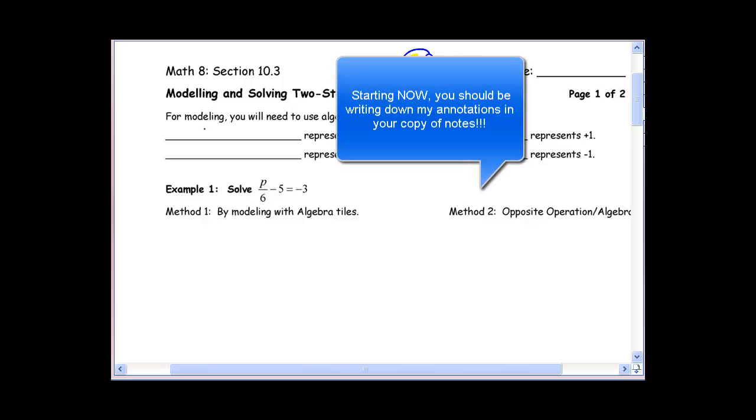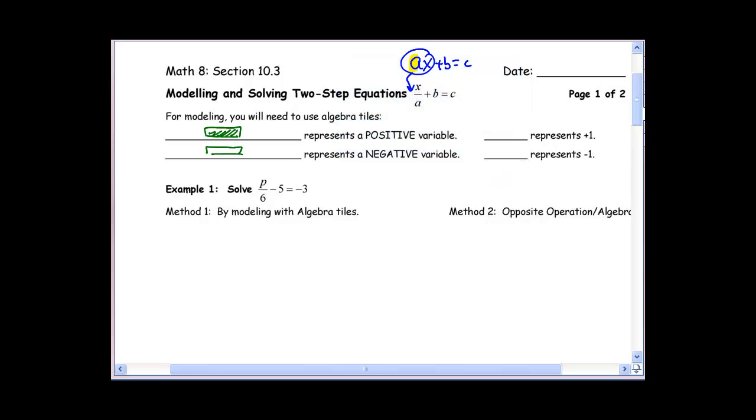Yeah, I think you remember. The shaded rod is the positive variable, and of course the unshaded is the negative variable. And to represent the numbers, positive 1 was a shaded small square, and negative 1 was an unshaded small square. All right, so here we go. How do we do this?